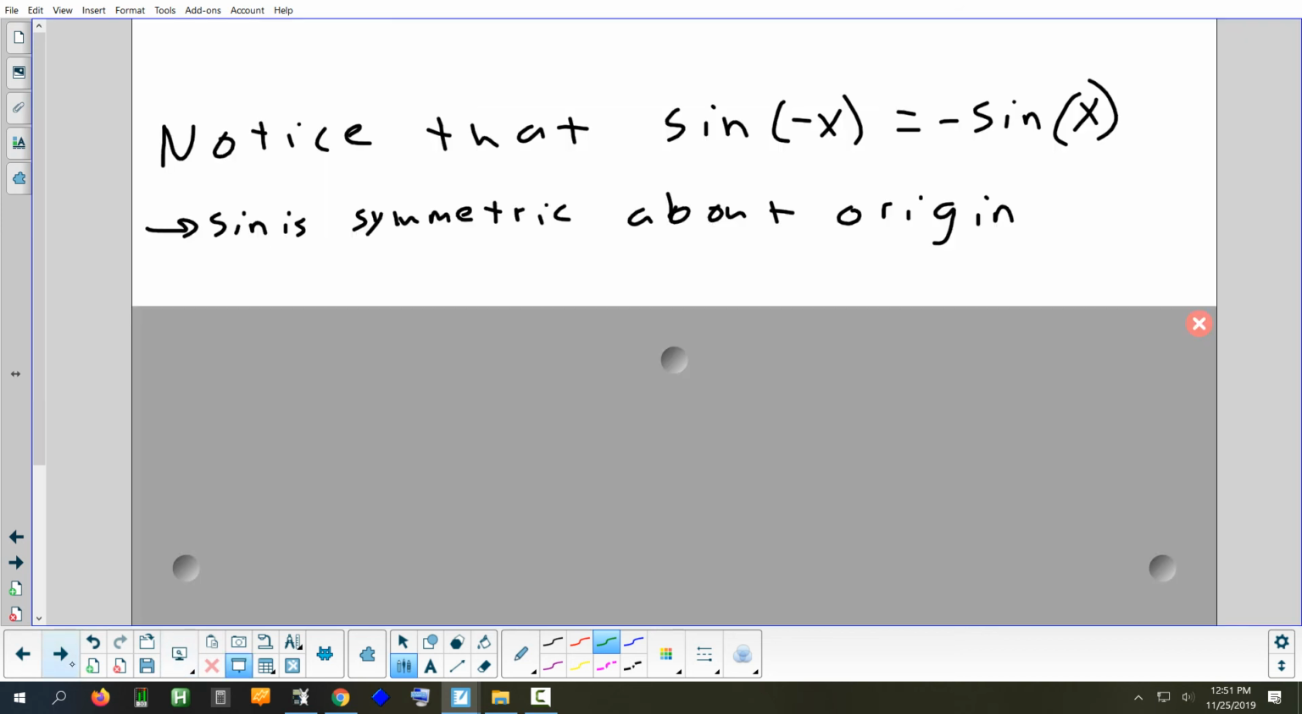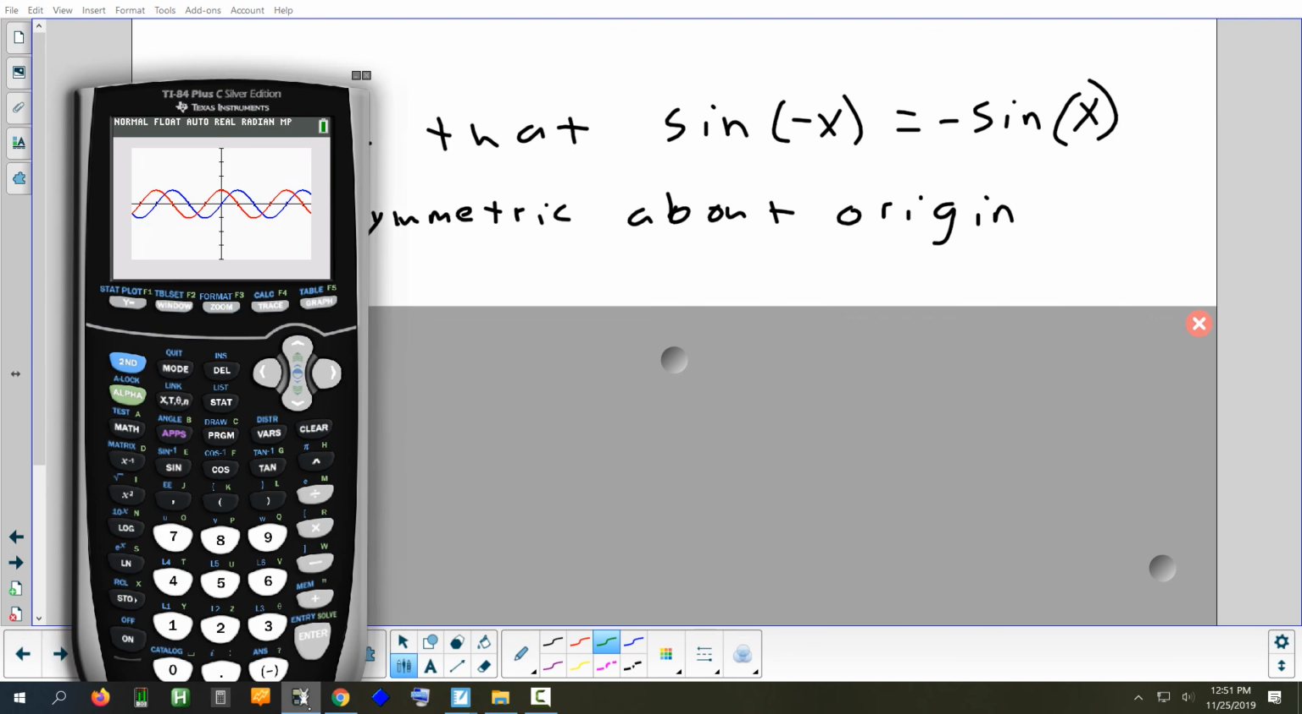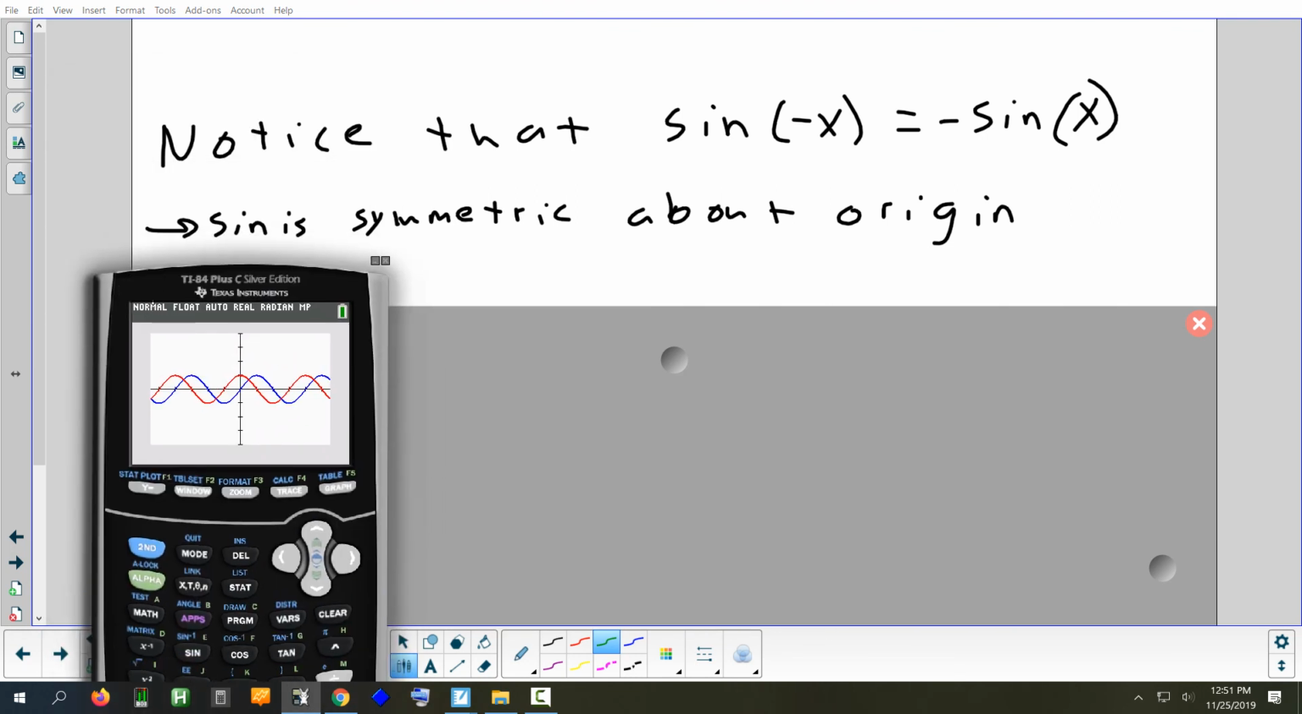Now, if I go back to sine. Sine was the graph in blue. That graph has symmetry. In particular, the graph of sine is symmetric over the origin. That's a fancy way of saying that if you did a horizontal reflection followed by a vertical reflection, it would land right on top of itself.